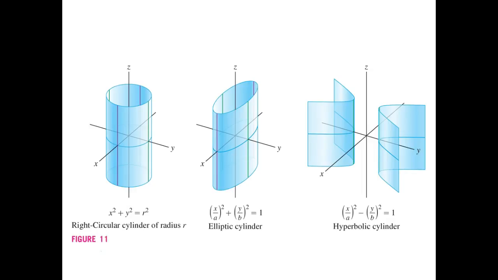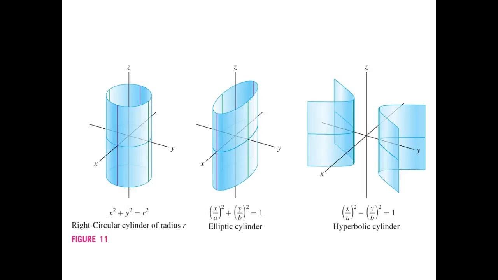This is a right circular cylinder. Why do we say right? The surface parallels the z-axis everywhere. So it's a right circular cylinder because your base is a circle. x squared plus y squared is equal to r squared. Or you could divide everything by r squared: x squared over r squared plus y squared over r squared is equal to 1. Right circular cylinder.